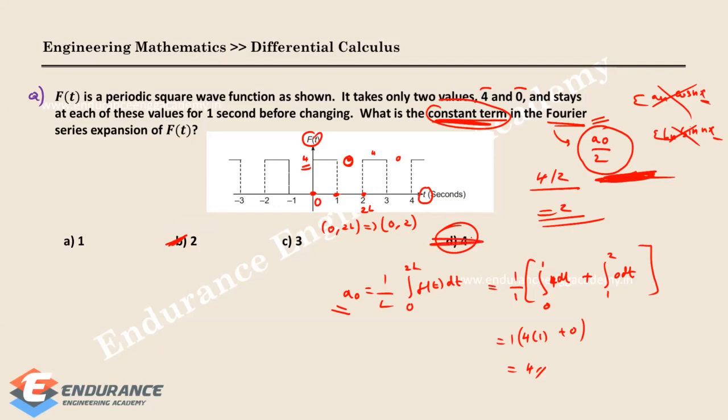Okay, the correct answer is not 4, it's 2. Now let us try that question which I left out. Is it clear? Any doubts here? It's a simple question only. It may look complicated because of the diagram, but the question is very simple.